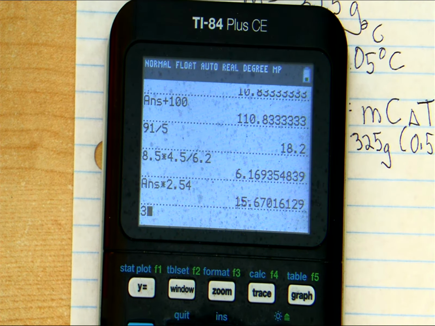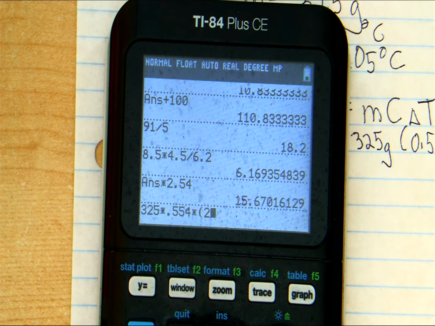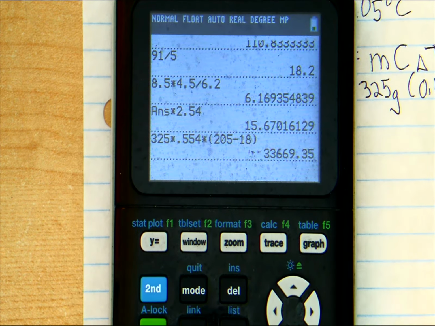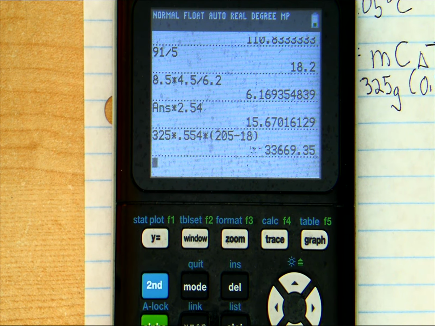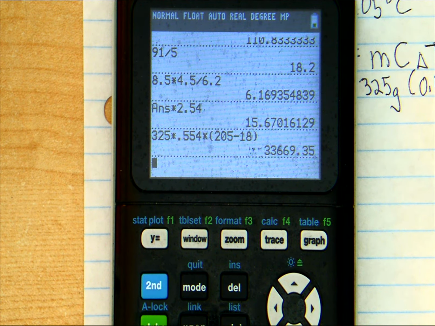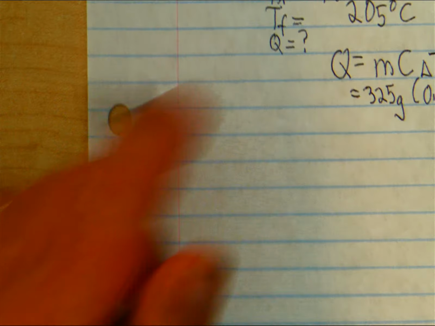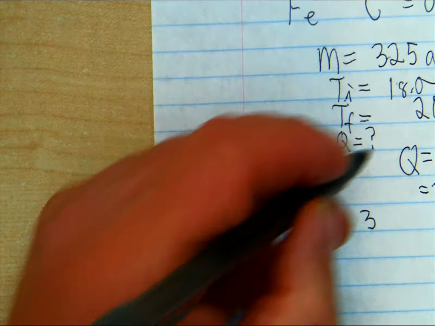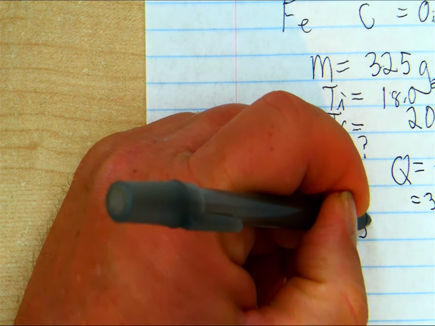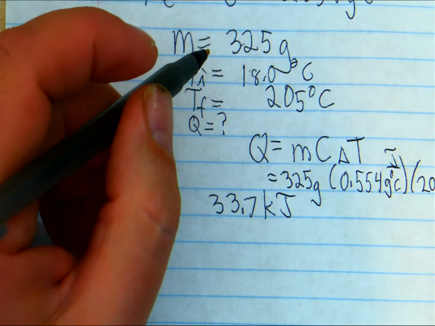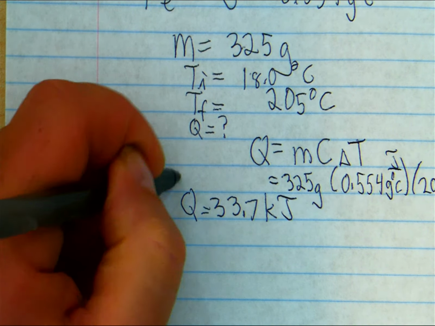Let's see, 325 times 0.554 times, open parentheses, 205 minus 18, close parentheses, enter. And it says that I need to clean my calculator screen. And it says 33.7 kilojoules. It actually says 33,669.35. But to 3 sig figs, that would be 33.7. Kilo means 10 to the third power joules.